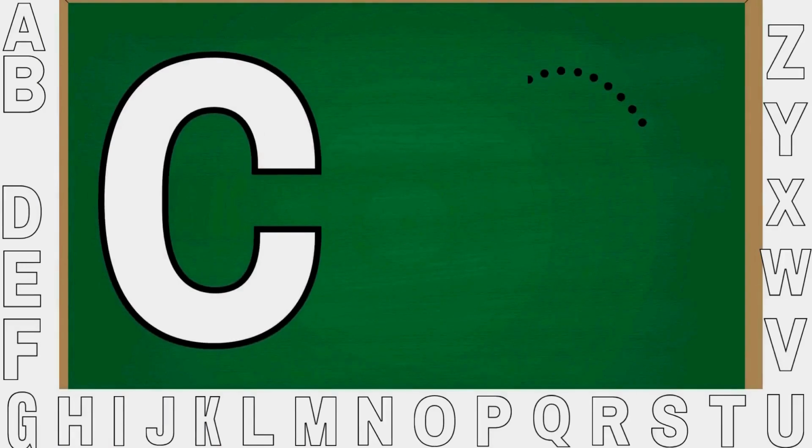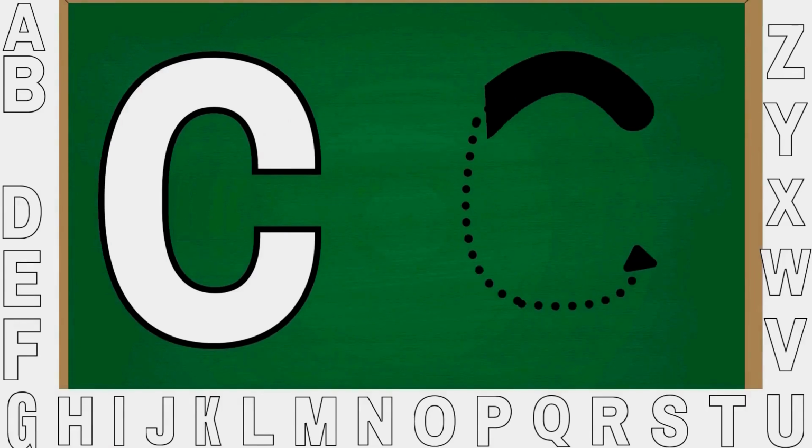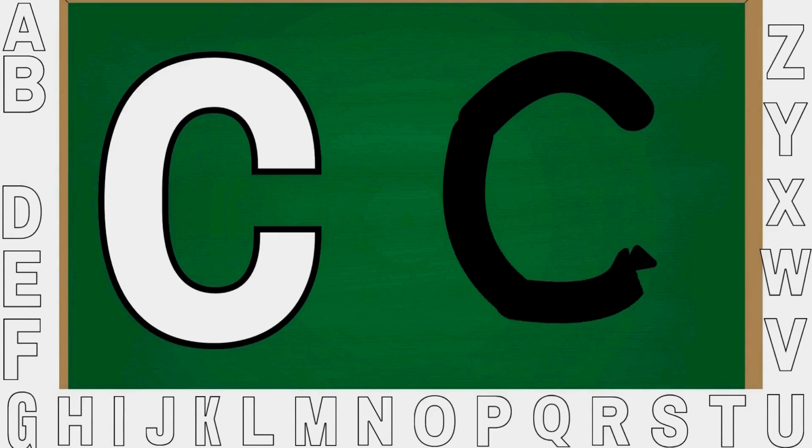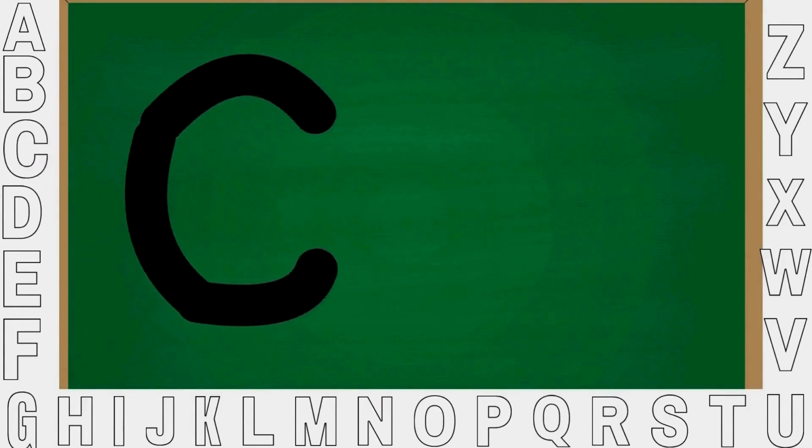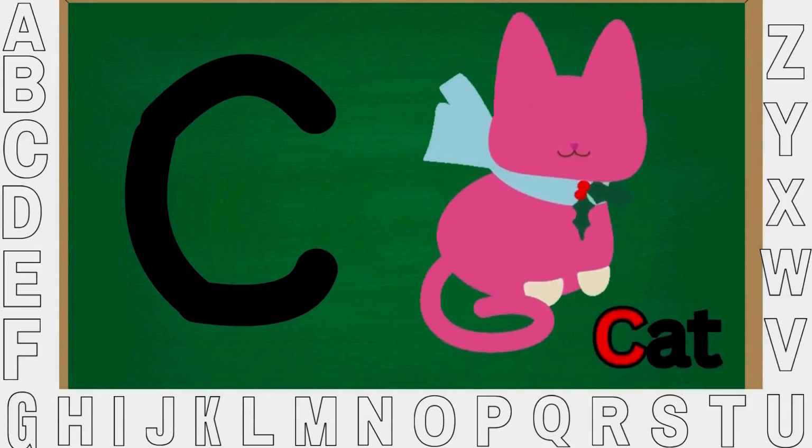C. Draw a large curved line from top to bottom resembling an open circle. C. C is for cat.